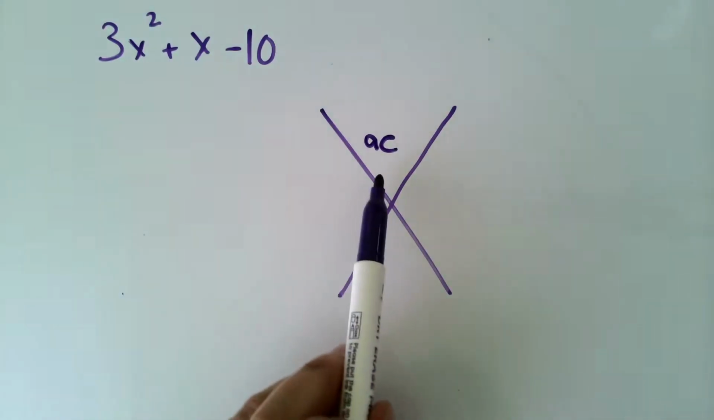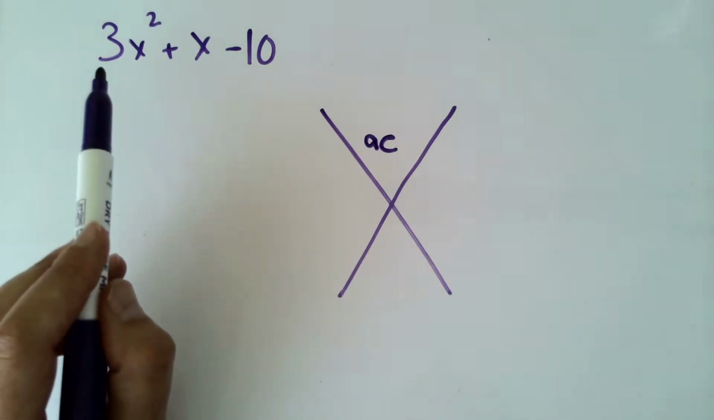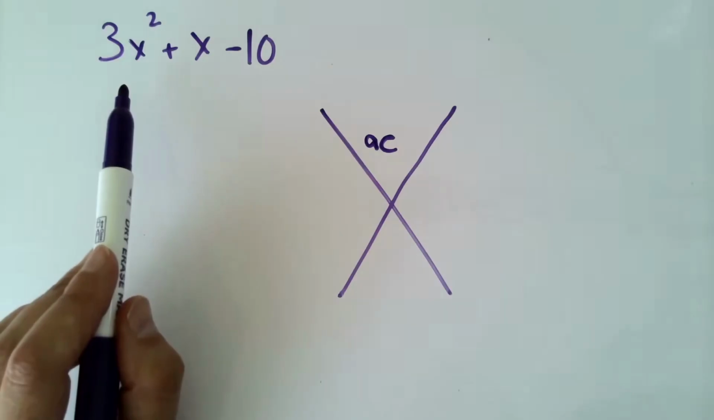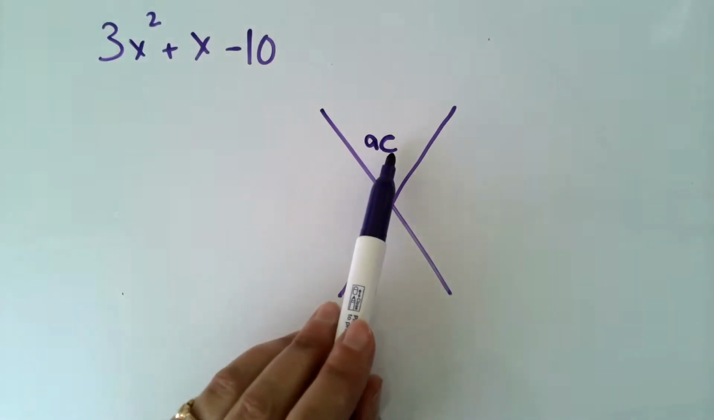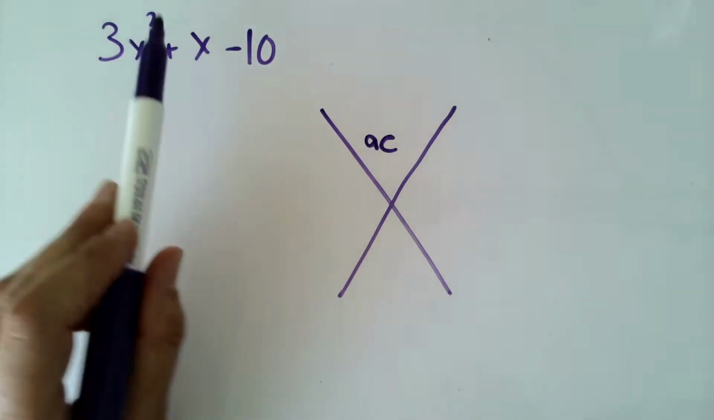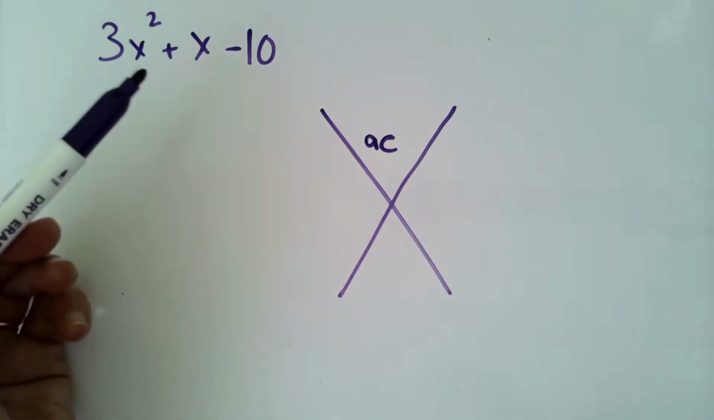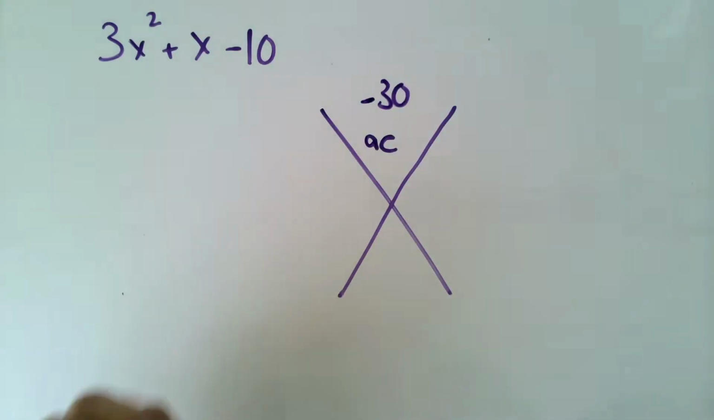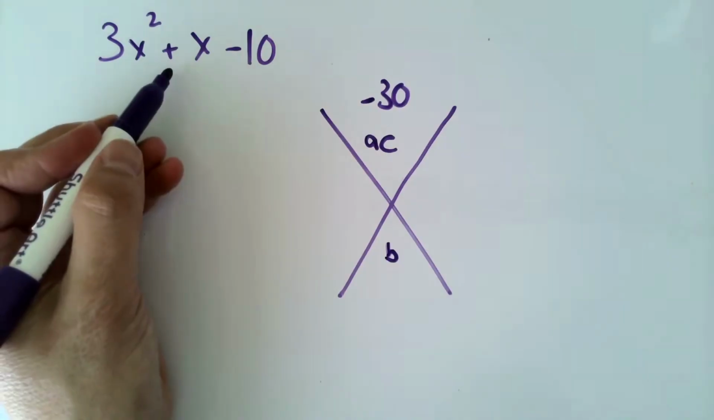And here's the hint. It has always been a times c. It's just in the other problems, the x squared coefficient was a 1. So a times c was just c. But now our a is a 3. So 3 times negative 10, negative 30. And down here, we still have our b, which is 1.